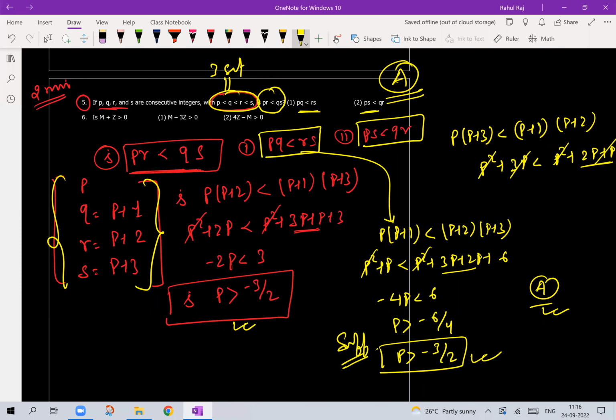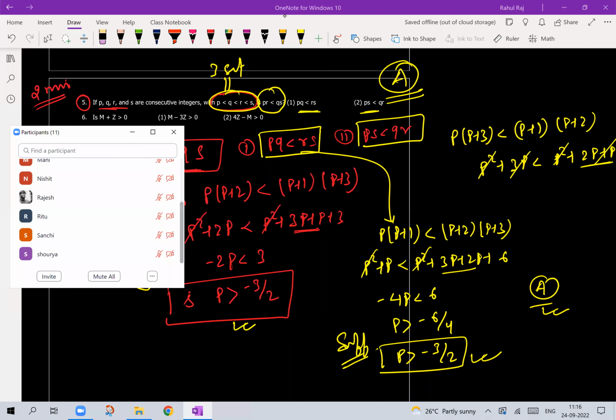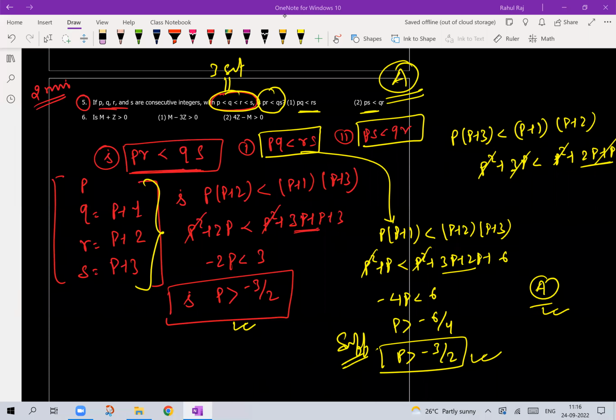Clear? Question number 6, please. Rajesh, is this clear? Ritu? Yes, Rahul. Yes, pretty clear. Mahima? Yes, Rahul. Perfect. Try question number 6 now. Take 2 minutes for this.